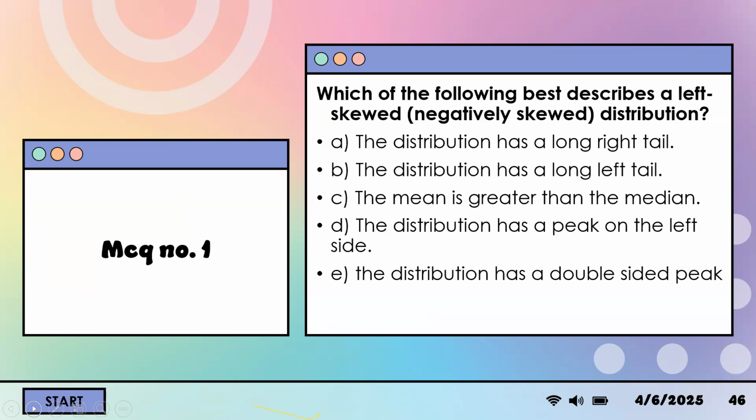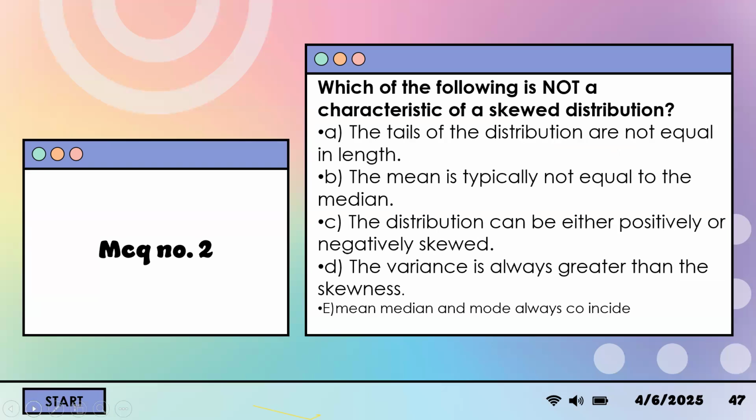The distribution has a long right tail, the distribution has a long left tail, the mean is greater than the median, the distribution has a peak on the left side, and the distribution has a double-sided peak. Which could be the right answer? Yeah, the answer is B. The distribution has a long left tail.